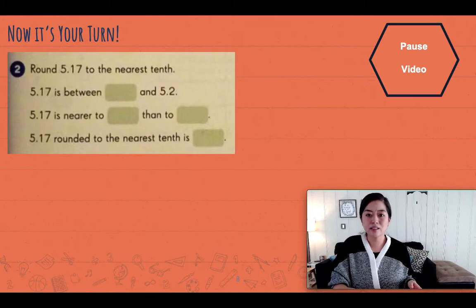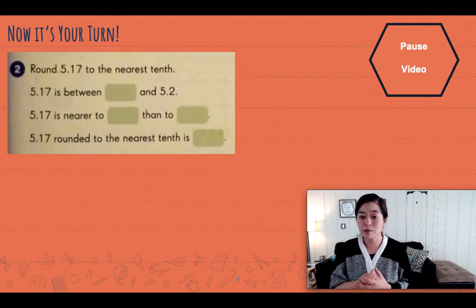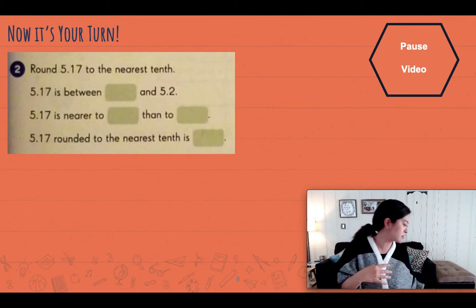Now, let's take a look here. I want you to try to do this on your own. Try to draw a number line to help you, okay? And then we will gather together again, and you can check your answer with what I got, okay?